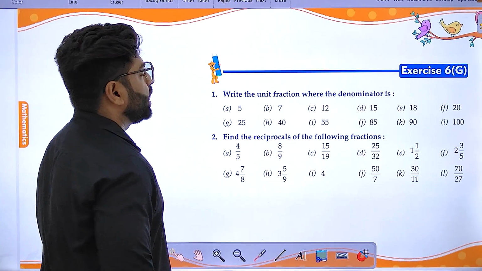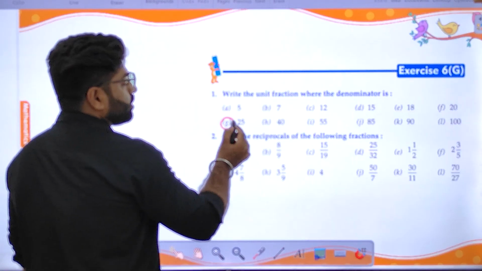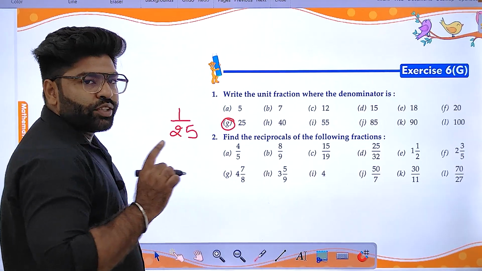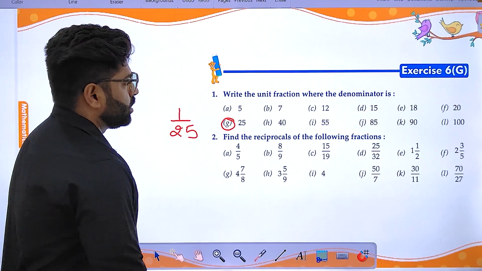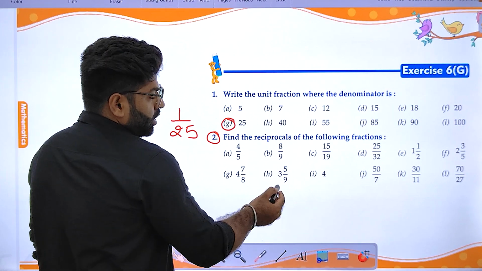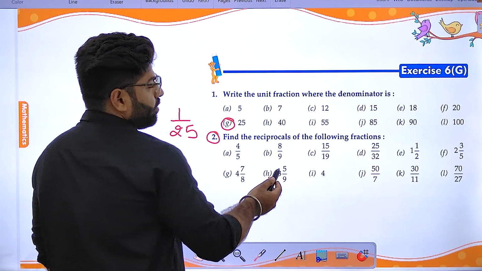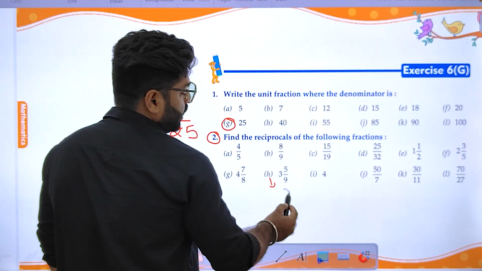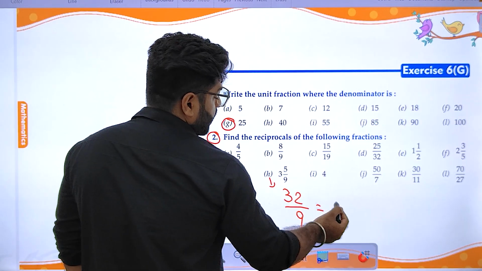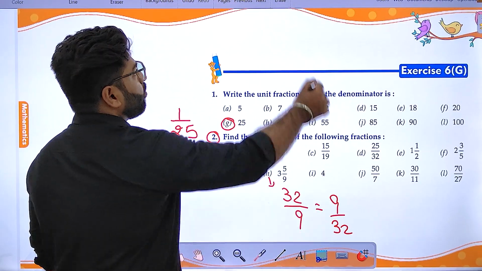Here we are in question number 1. Write the unit fractions where the denominator is this. Let's pick the G part. This is our denominator. We have to write the unit fraction, so we write 1 as the numerator and that's it. Now come to question number 2. Find the reciprocal of each of the following. First you have to change it into an improper fraction. That is 9 times 3 is 27, plus 5 is 32, so 32 by 9. The reciprocal of this fraction is 9 by 32. Clear?